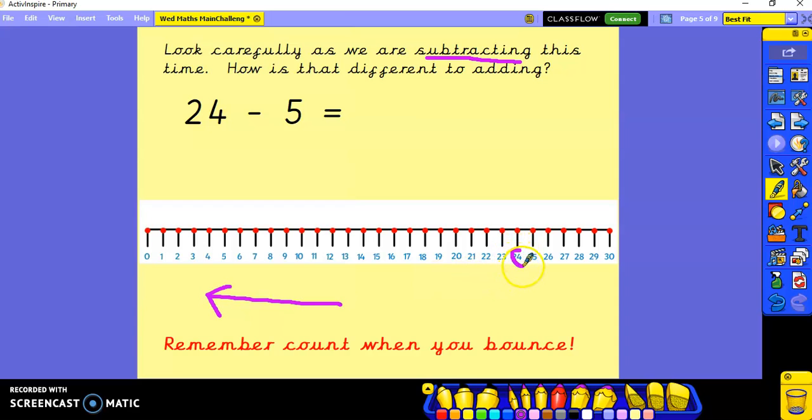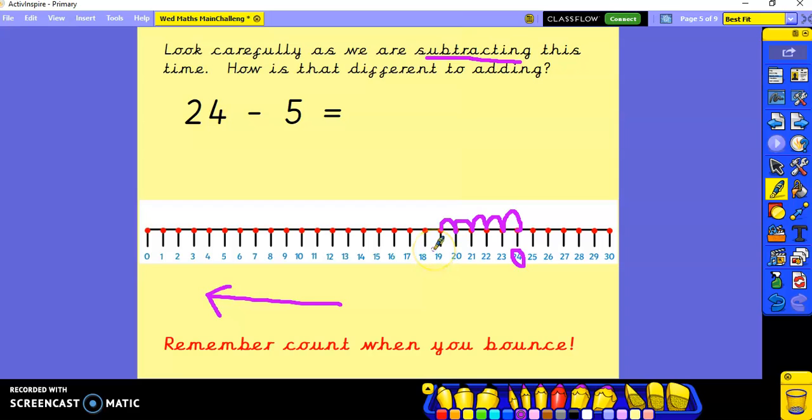So starting on the number 24, we're going to jump back 5 bounces because we are taking away. So count when you bounce. 1, 2, 3, 4, 5. And you should see that there are 1, 2, 3, 4, 5 bounces drawn. So you can always do that to double check your work.